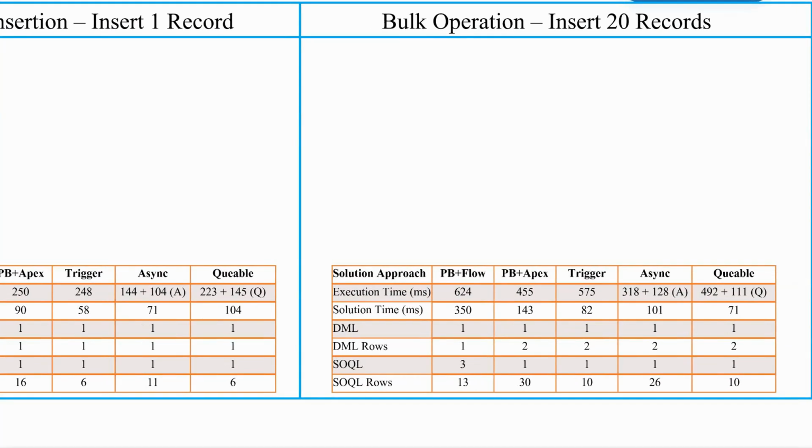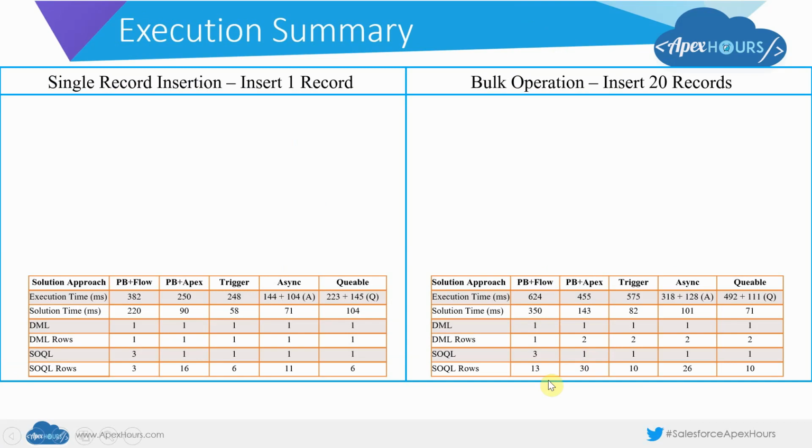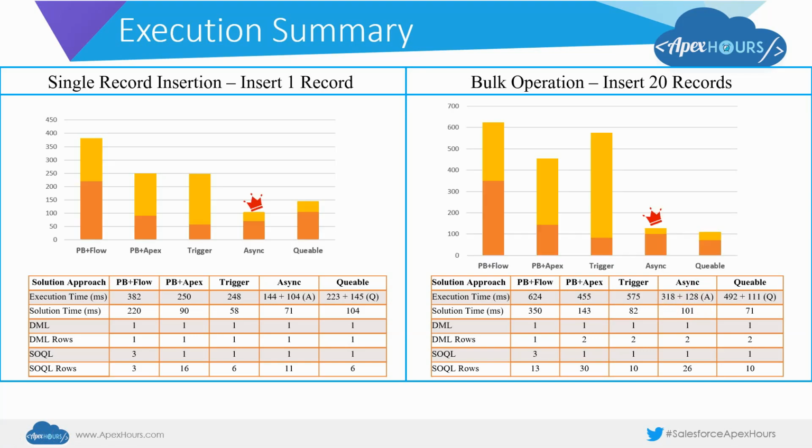For bulk operation also, you can see the PB plus flow is consuming around 624 milliseconds, whereas an async is just consuming 128. The first portion, 318, is actually the record save time, and 120 is the asynchronous operation execution time. This is a graphical representation. So based on my opinion, for this kind of scenarios, if you are still within the asynchronous limit, better to go with an async option itself.